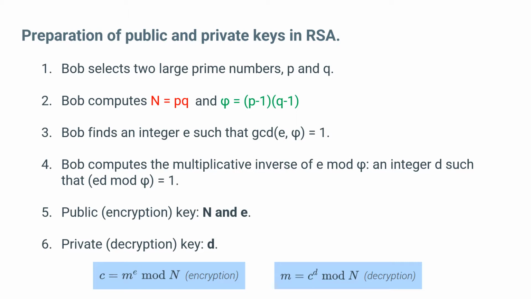Then Bob gets C, and he knows D. He's the only one who knows D. So he's going to take C to the power of D mod N, and that will give him the plain text back. These two formulas are inverses of each other, so whatever we encode is always going to be decoded correctly using this second formula.